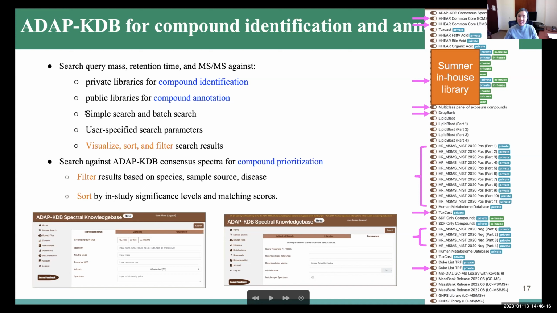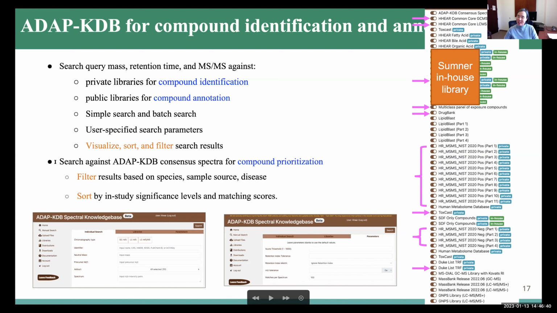And there are simple search and batch search features available. And of course, you have the search parameters under your control to control your search. And you can also visualize, sort, and filter search results from the GUI. And also, ADP-KDP has another feature, which is consensus spectra.